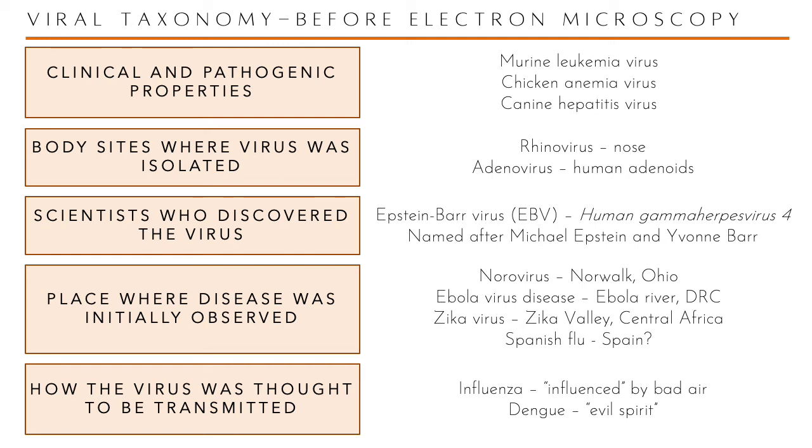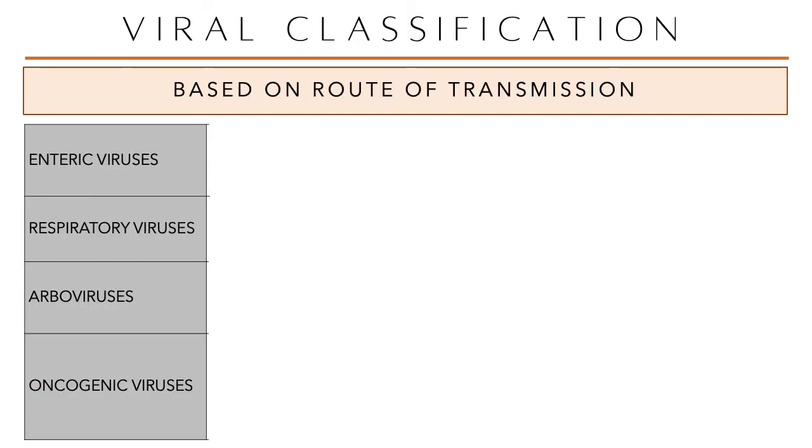So we evolve. We figure out what the people of old have done wrong, and we correct. That's where growth comes from, right? So that's how we name things. Another way to classify viruses is based on the route of transmission, right?